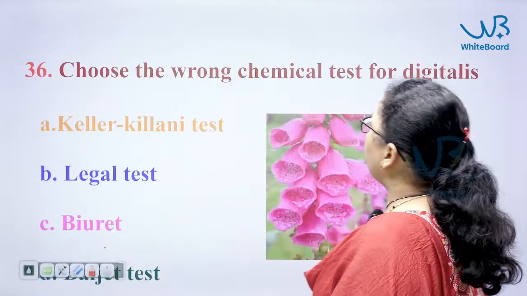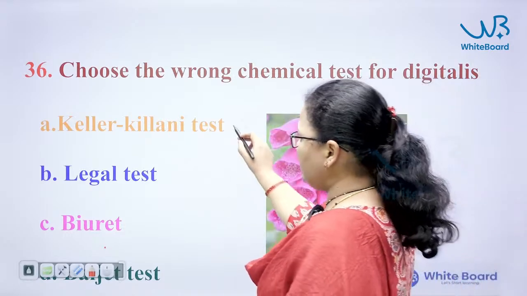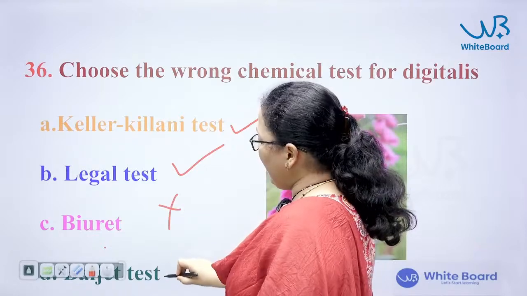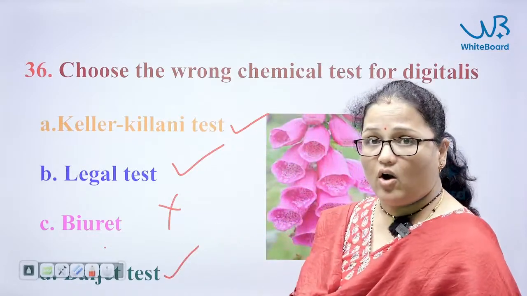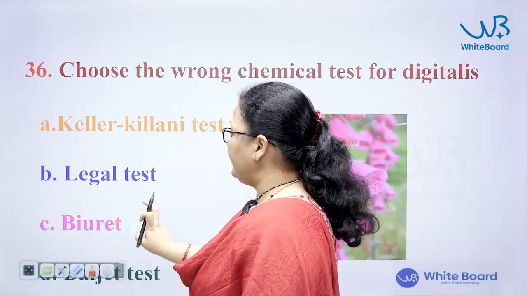Next, choose the wrong chemical test for digitalis. Okay, Keller-Kiliani test will be performed. Yes, Legal test will be performed. Biuret test, no. Baljet test will be performed. So, which is the wrong answer? You have to identify. Answer C, that is the Biuret test.